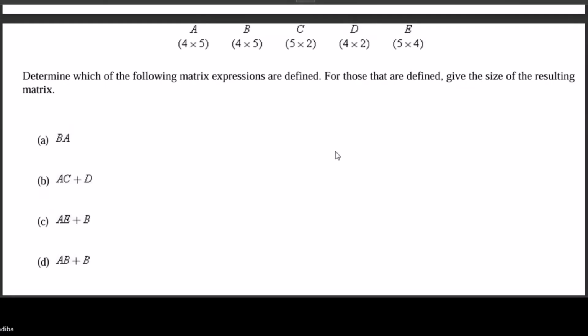Oh, okay. Let's start piecemeal. I'm saying AE. What about AE? Is it defined? Yes. Then AE plus B? It's not. Problem solver, do you agree? Yes, I agree. Okay, thank you.